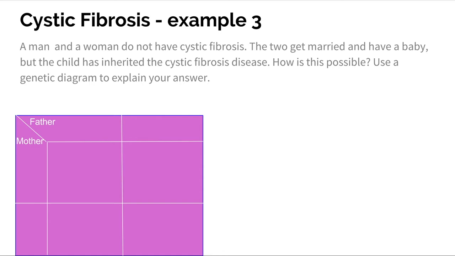Now the reason I'm using 3 examples for cystic fibrosis is because, as you will soon see, this example is really important for diseases caused by recessive alleles, like cystic fibrosis. So, a man and woman do not have cystic fibrosis. The two get married and have a baby, but the child has inherited the cystic fibrosis disease. How is this possible? Use a genetic diagram to explain your answer.